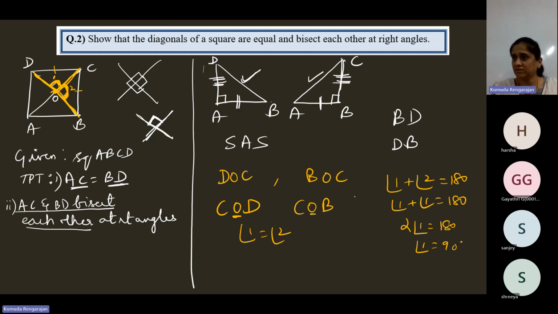Bisect, we already mentioned why. So they bisect each other at right angles. Right?